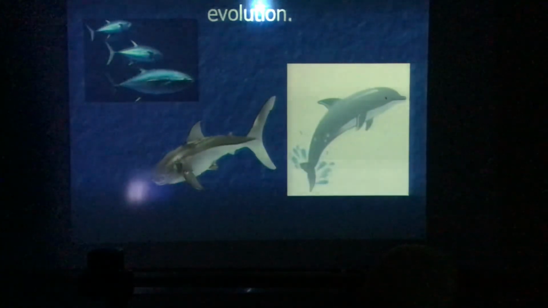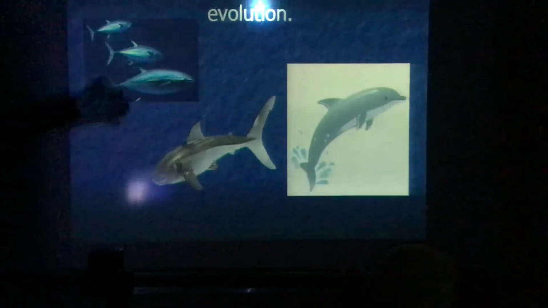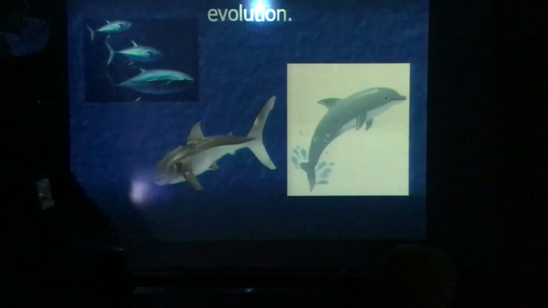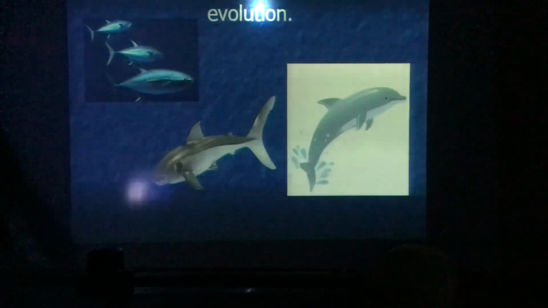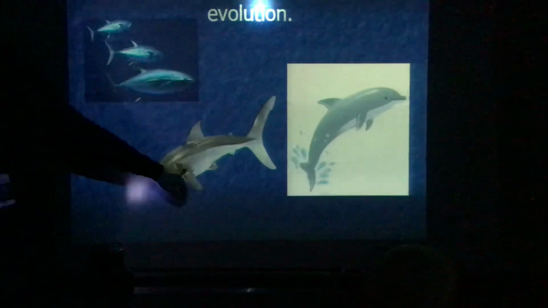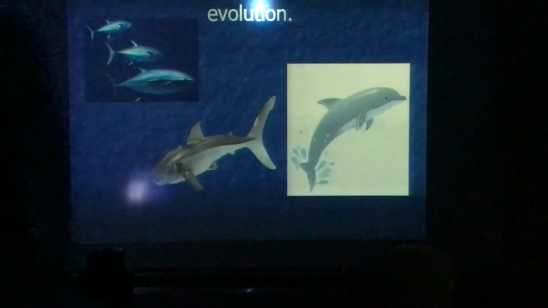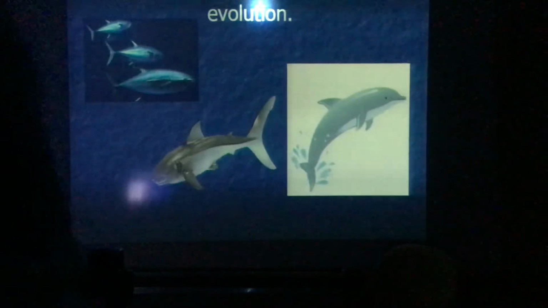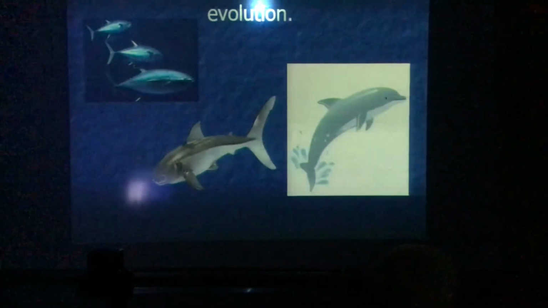Here's a great example of it, probably the most common one when they talk about homologous structure. Here's a yellowfin tuna, shark, and Flipper the dolphin. Clearly 3 different species. Actually, that's a marine mammal, that's a chondrichthyes, a cartilaginous fish, and that's an osteichthyes, a bony fish. So they're 3 completely different classified organisms, but they look a lot alike.